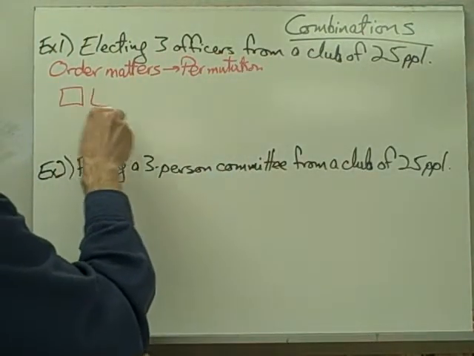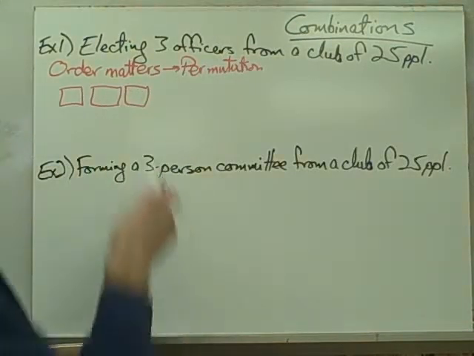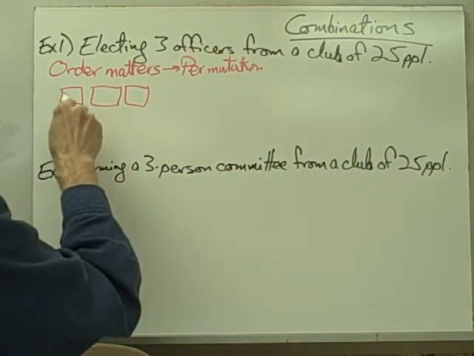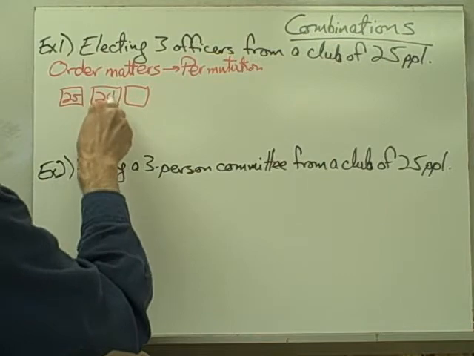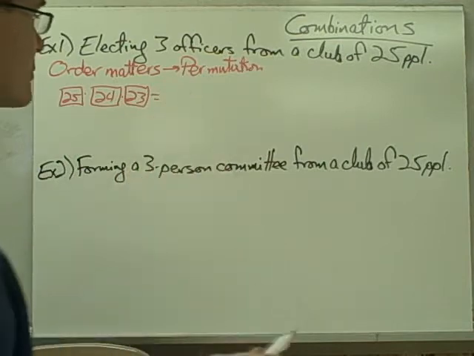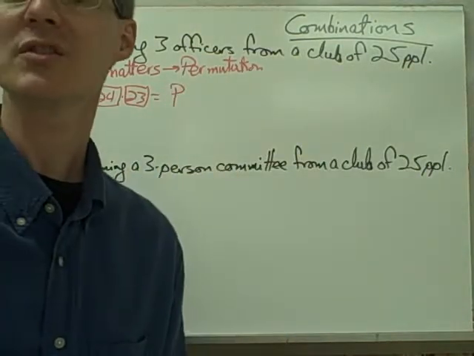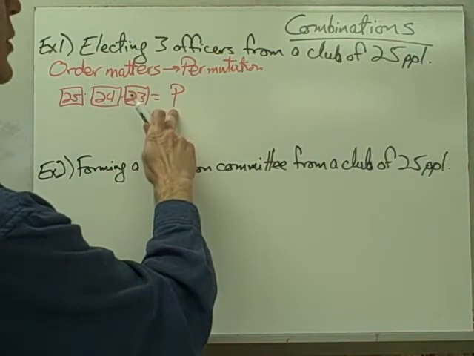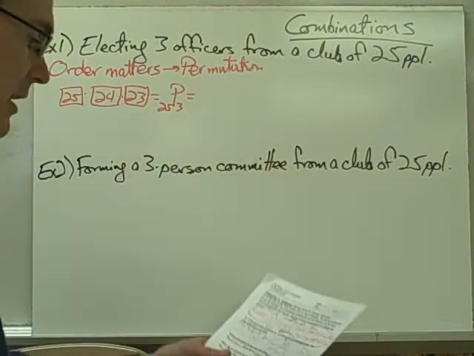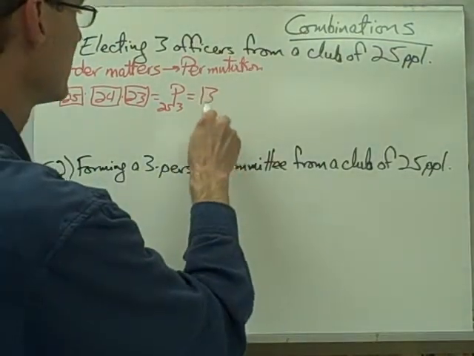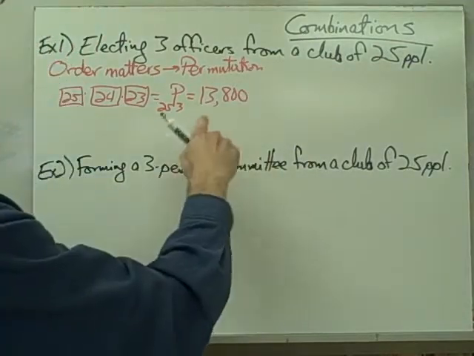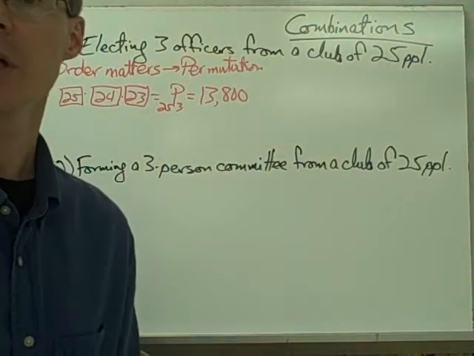Well, there's a couple of ways. I could use my box method. I want to select 3 officers from a club of 25 people. The first one I select, how many choices do I have? 25. Second one, I have 24 choices. Third one, I have 23 choices, and I could multiply those together, and that gives me my answer. I could also use the permutations function on my calculator, the number of permutations of 25 people selected 3 at a time, and either one of those will give me my number of permutations, 13,800. So this is the number of ways that I could elect 3 officers from a club of 25 people.